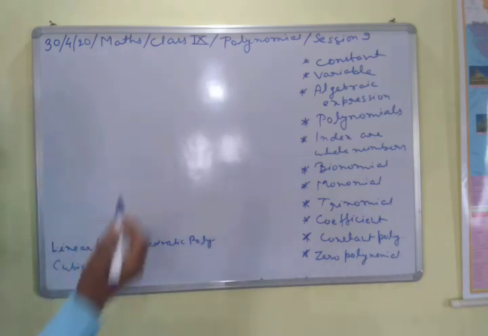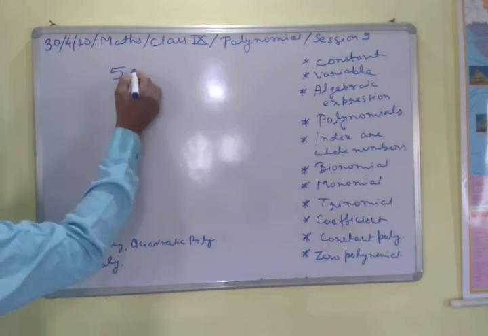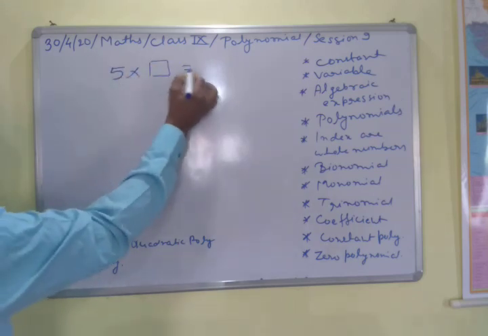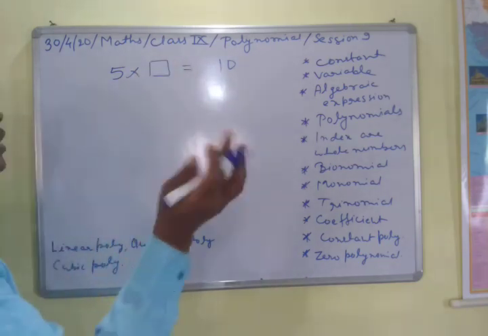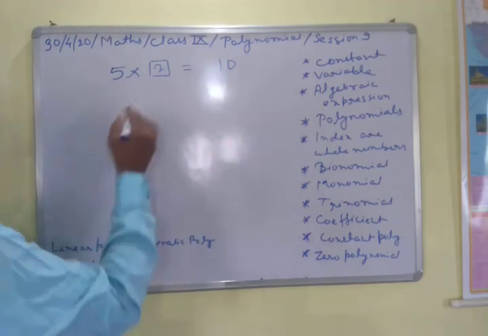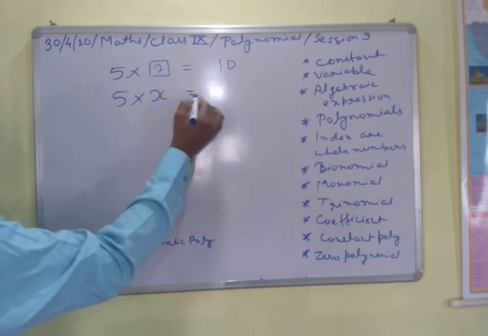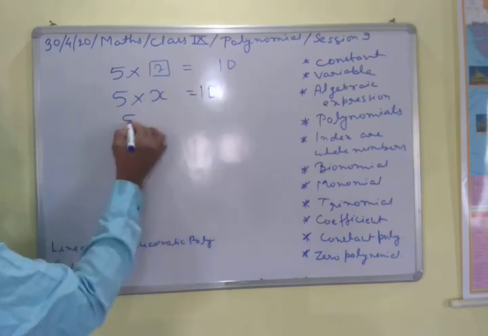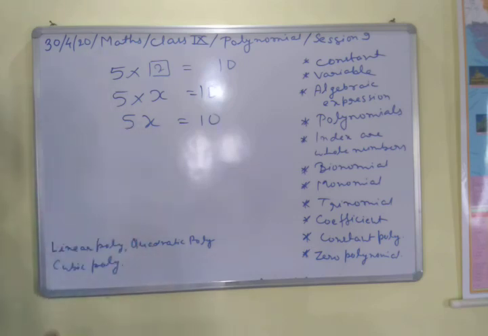And next is, what is a constant? Suppose there is 5 into box equal to 10. And what is the box here? I can hear you, your answer is 2. So 5 into 2 equal to 10. Again, suppose 5 into, we will write here x, is 10. So we will write that 5x equal to 10. In this case, x will be equal to 2.